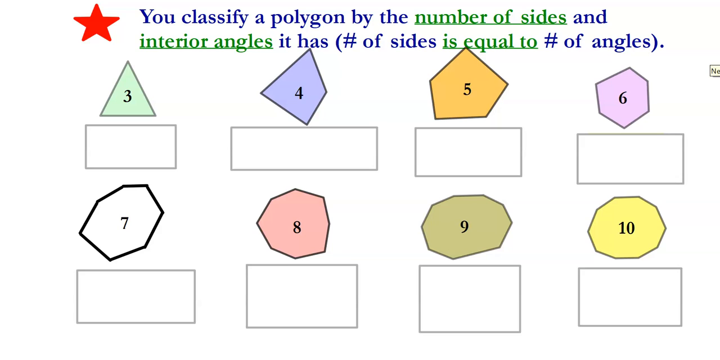Okay, so the next thing I want you to write down has a red star next to it. You classify a polygon by the number of sides and interior angles it has. But I want to point out that the number of sides is equal to the number of angles, right? Those are the same. If I have a triangle, so you know this is a triangle, a triangle has exactly 3 sides, 1, 2, 3, but it also has exactly 3 angles.